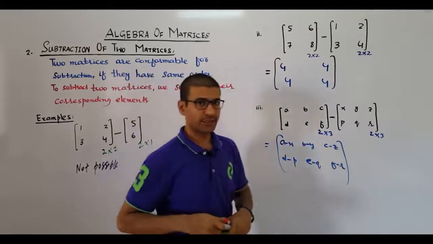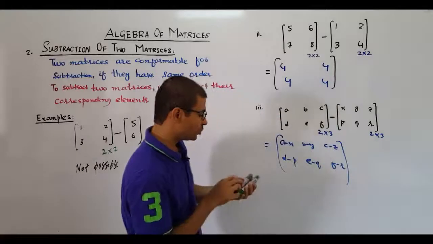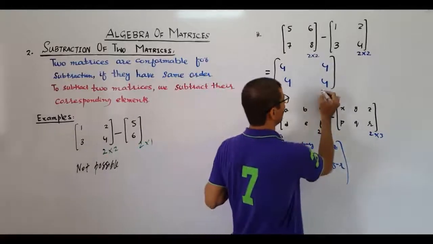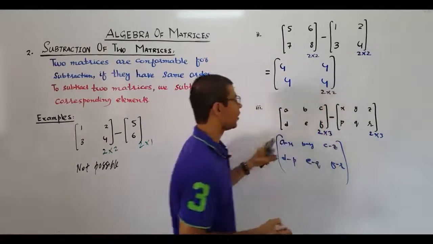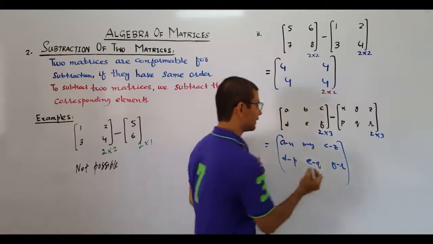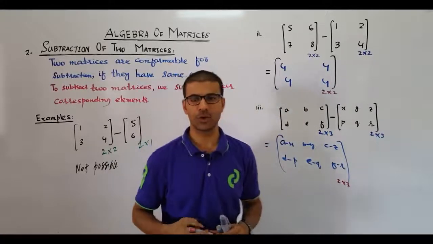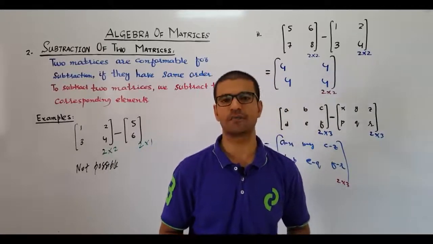Students, have you noticed one thing? If the order of given two matrices is 2 by 2, then the order of result is also same, 2 by 2. Order of given two matrices is 2 by 3, then the order of the result matrix is also 2 by 3. Students, I hope you understood the concept of subtraction.